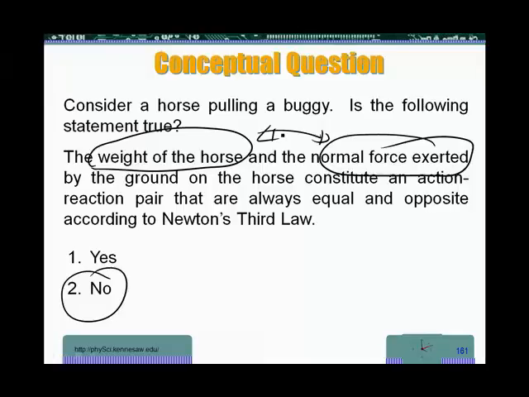Weight is a gravitational force, and the normal force is just a contact force. So there are two different types of forces. They cannot be action-reaction pairs. And there is another thing that cannot make them action-reaction pair. Both of these are acting on the same object. The normal force is acting on the horse, and the weight is acting on the horse. Remember, the action-reaction pairs act on different objects. For example, the reaction to the weight is acting on the Earth. The reaction to the normal is acting on the ground. They cannot be acting on the same object, in this case the horse, to be an action-reaction pair.